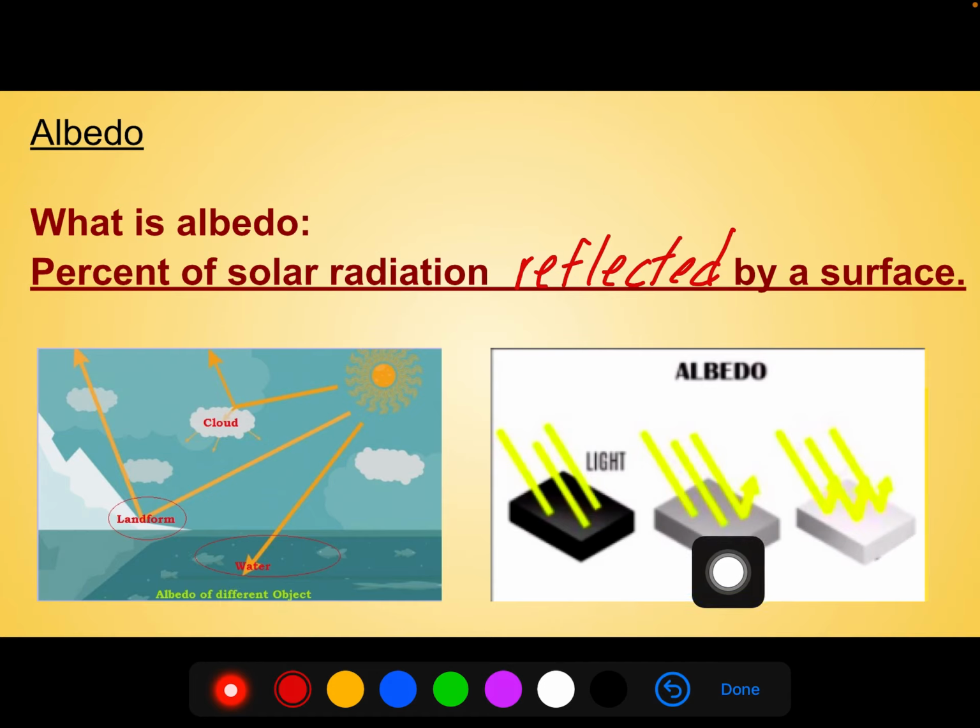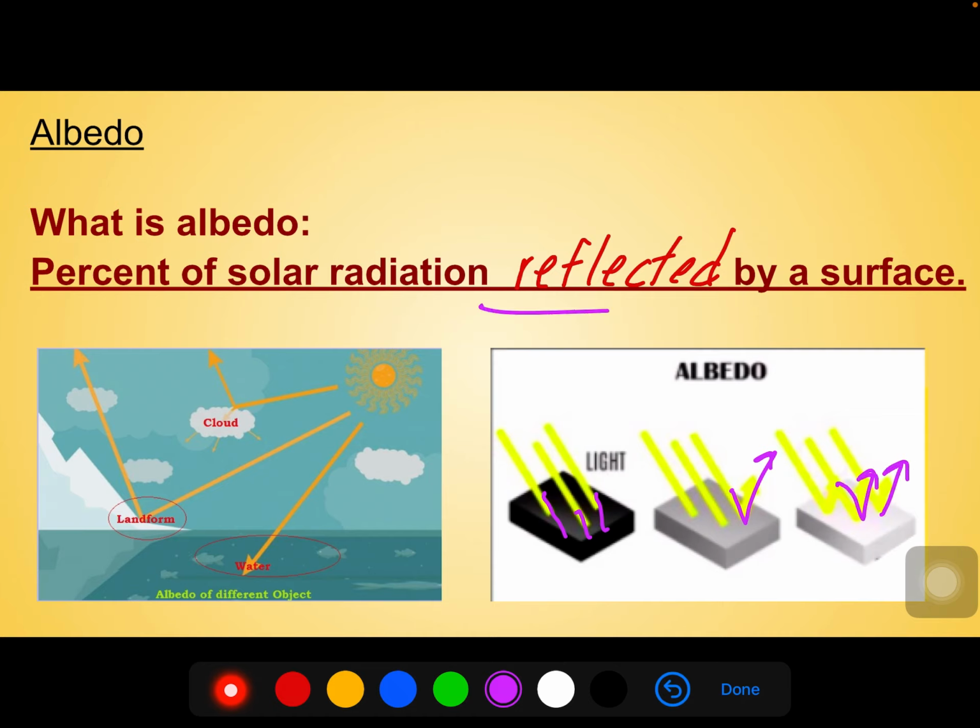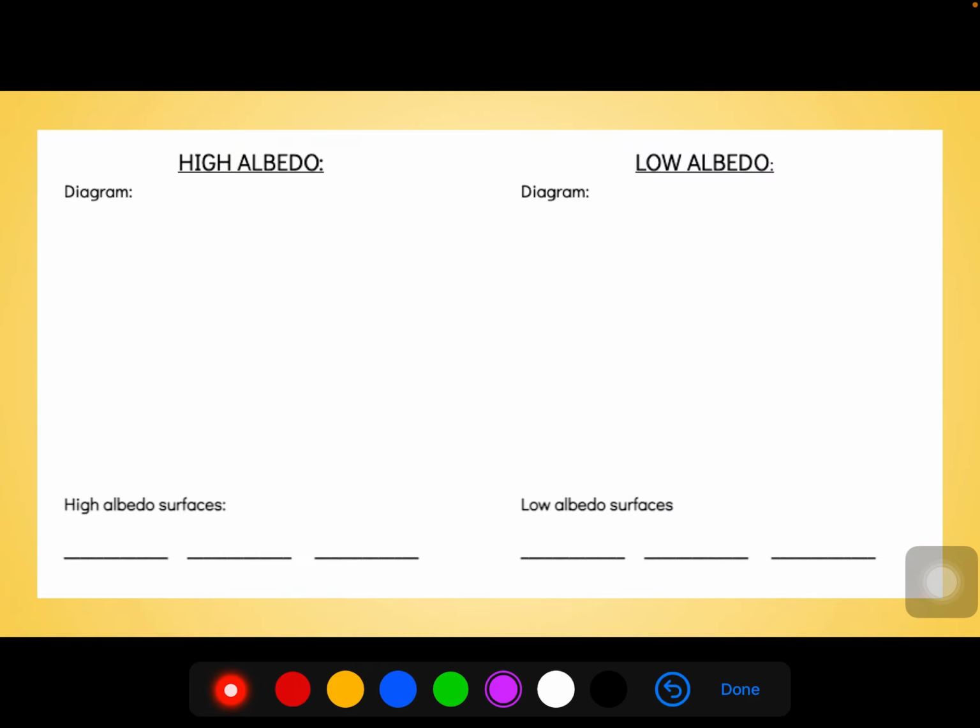Same thing over here with different colored surfaces. Light comes into, say, dark, medium, and light surfaces and reacts differently. Here you can see all the light going right into the dark surface and being absorbed. If it's a little lighter, some is reflected, and here if it's a lot lighter, we see more reflected. And that's exactly what albedo is measuring, light reflected.